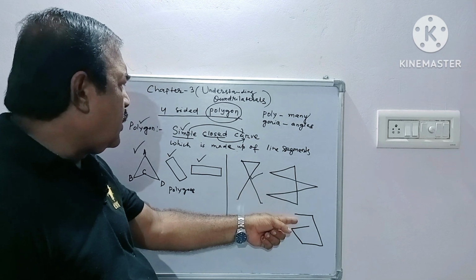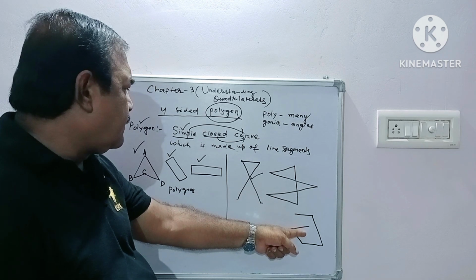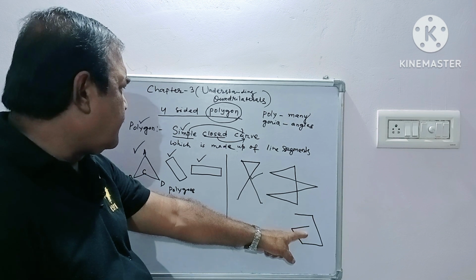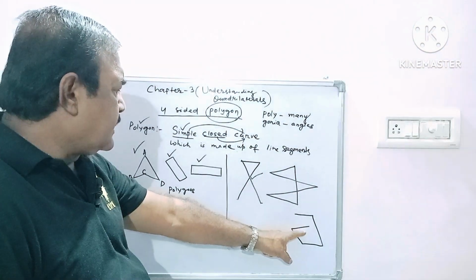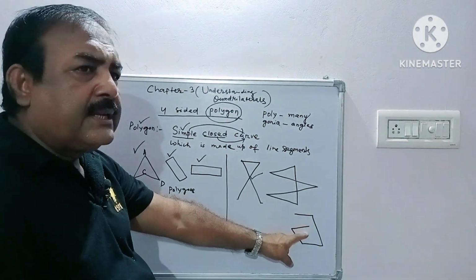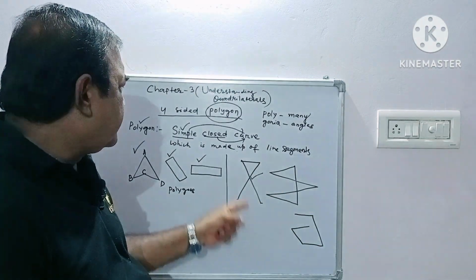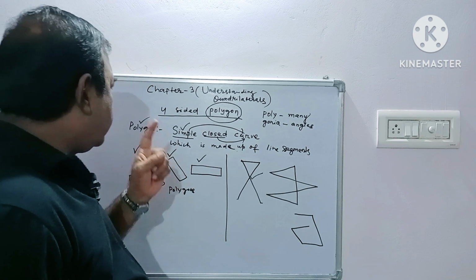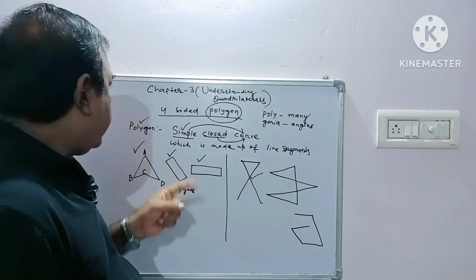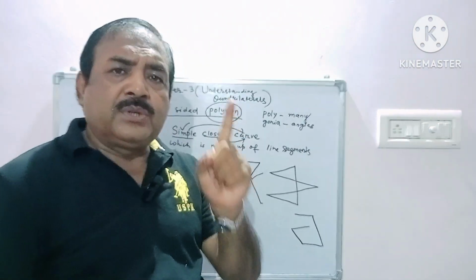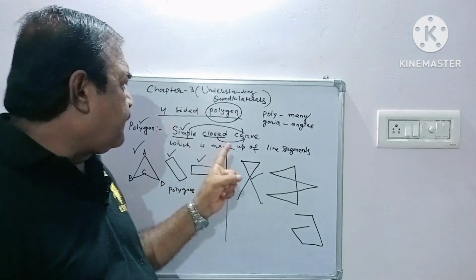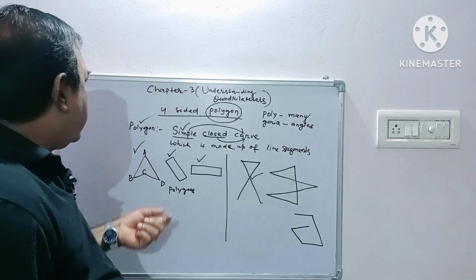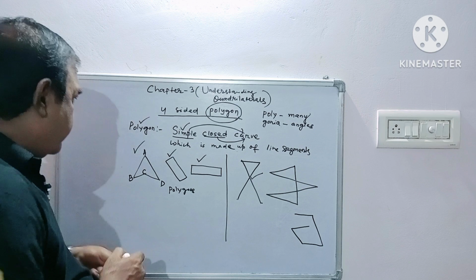Here you see it is not closed. It is a simple curve. Yes? It doesn't intersect itself. It is made up of line segments. But it is not a closed curve. But for a figure to be a polygon, it should be a simple closed curve which is made up of only line segments. Then we can call it a polygon. Okay?